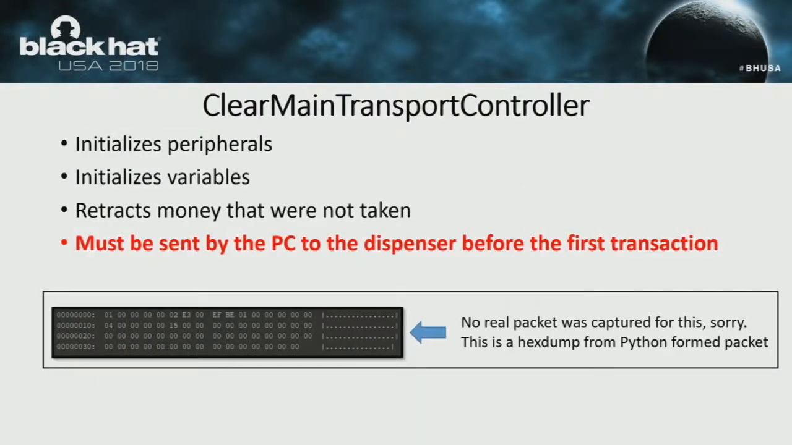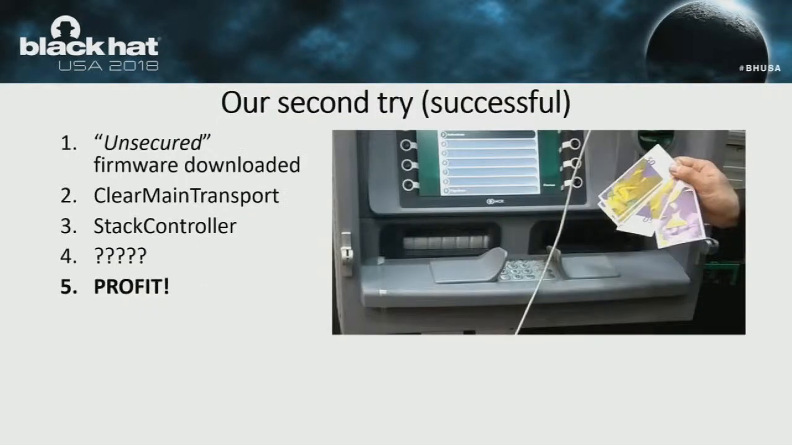A bit later, we found a clear main transport command, and we decided to use it just because its name looks interesting. This command is necessary for the money withdrawal process to clear, and they need some related things. Unfortunately, the real packet was not captured, so only the Python hex dump on the slide was presented. After we made the second withdrawal try using the clear main transport command, we got the money. After a long and painful search, after a dozen times breaking controllers, we managed to make a withdrawal.